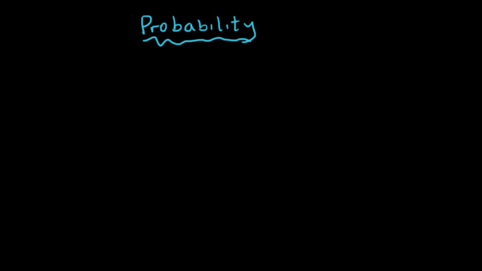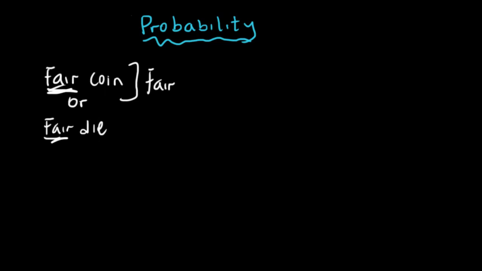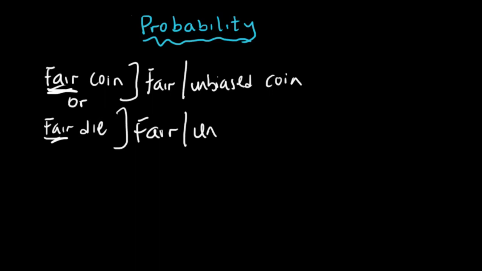In this video, we are going to be looking at the probability of throwing a fair coin or a fair die. Now, the first thing I want to do is to tell you what we mean by a fair coin or a fair die. Another name for fair is unbiased. So we can have a fair or unbiased coin, as well as a fair, or unbiased, die.